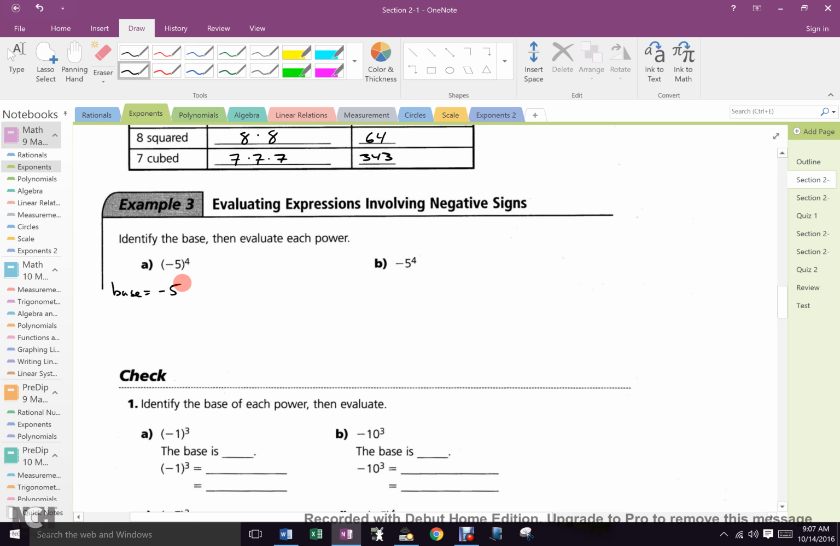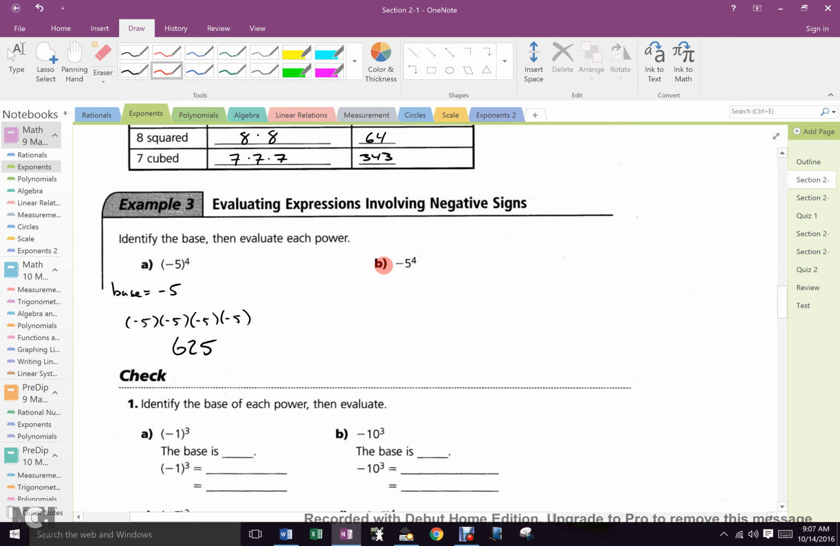The base is what gets repeated, yeah? So this is -5 times -5 times -5 times -5, isn't it? Now try to punch that into your calculator and see if you can get the right answer using your exponent button. Does it say positive 625? That is correct. Is everybody good? I'll fix yours in a minute, TJ.